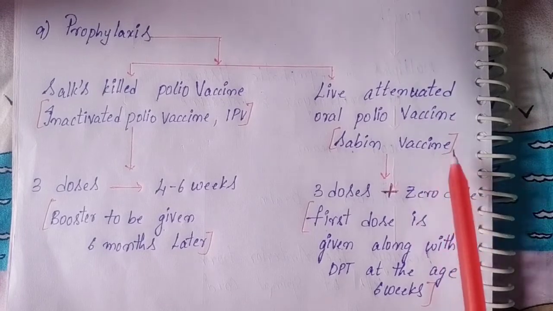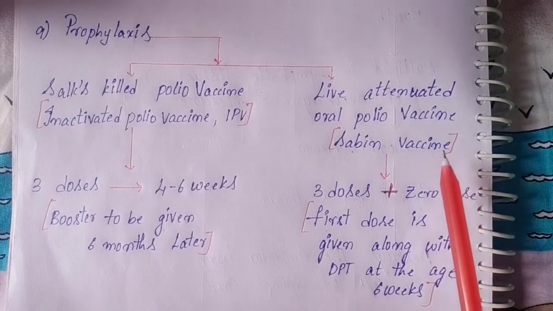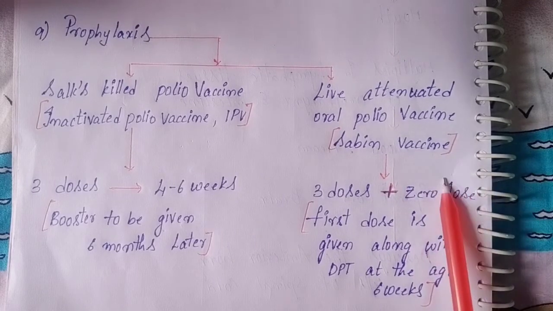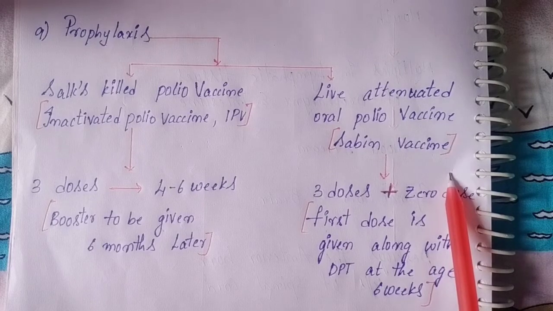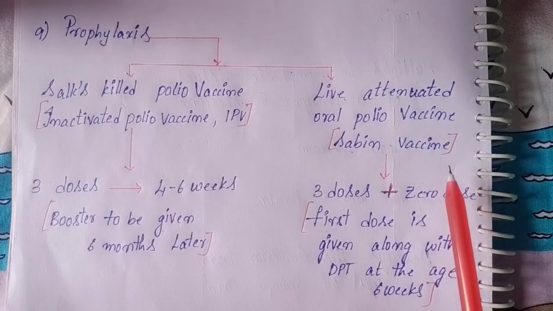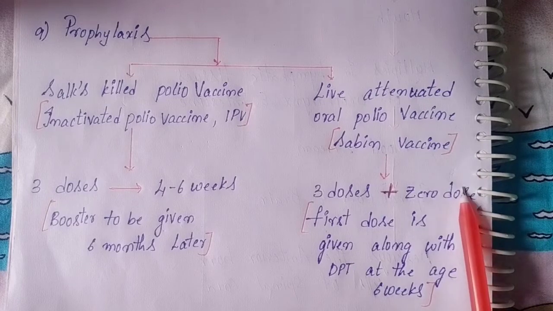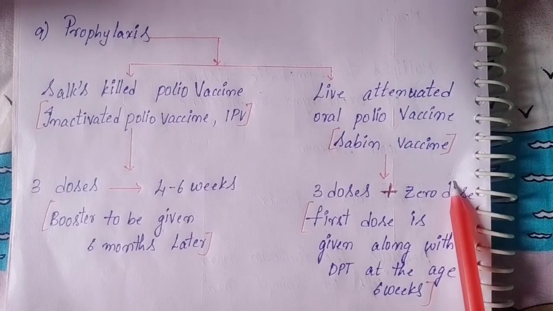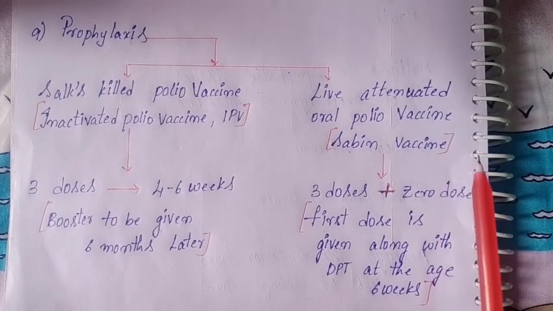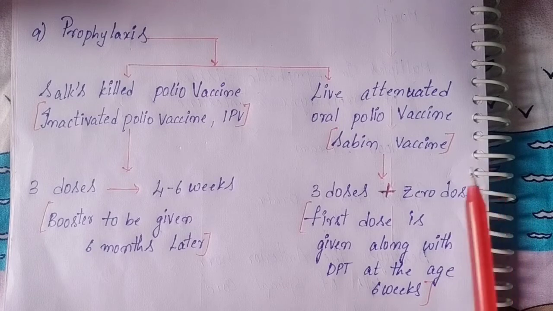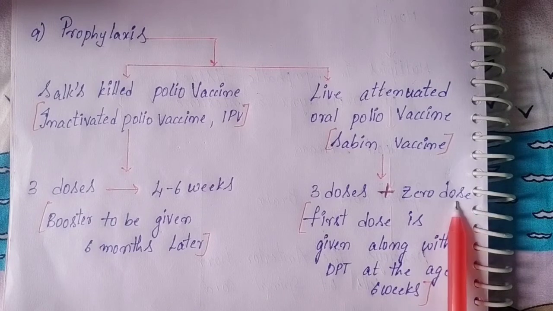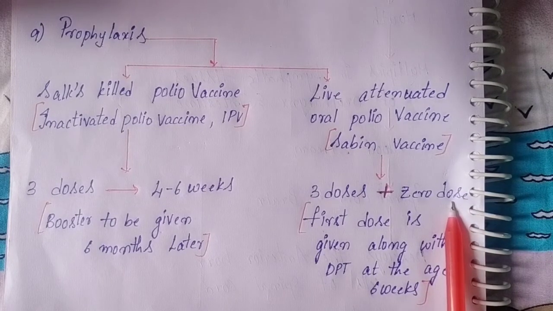Next one is live attenuated oral polio vaccine, Sabin vaccine. Oral polio vaccine was developed by Sabin in 1962. It contains live attenuated strains of poliovirus type 1, type 2, type 3, grown either in monkey kidney cells or human diploid cell cultures and stabilized by magnesium chloride. The use of molar magnesium chloride stabilizes the vaccine against heat inactivation.